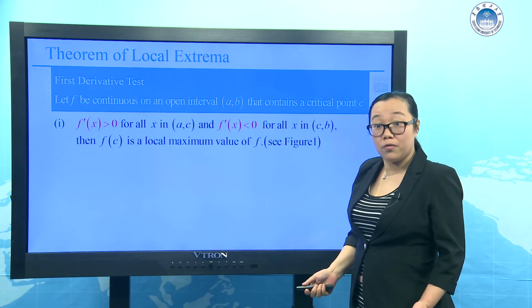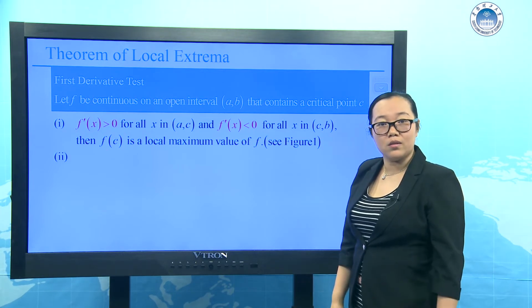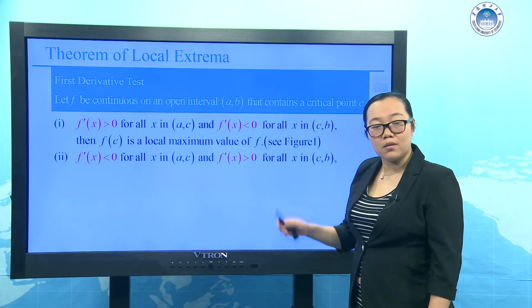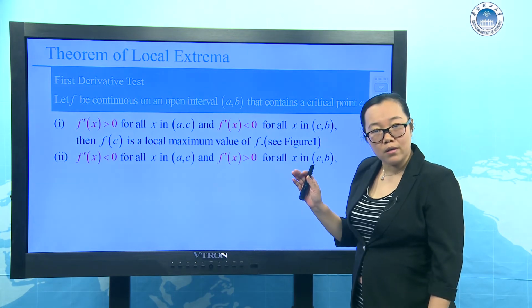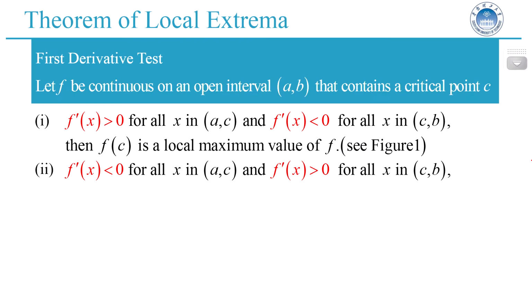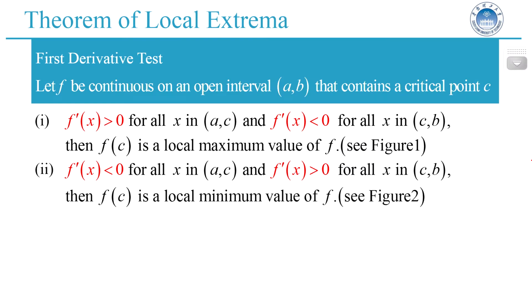After that, we can see figure 1. Now look at case 2. If f'(x) is less than 0 for all x in (a,c), and f'(x) is greater than 0 for all x in (c,b), then f(c) is a local minimum value. This means f' is negative and then positive. At this time, it is our local minimum value.